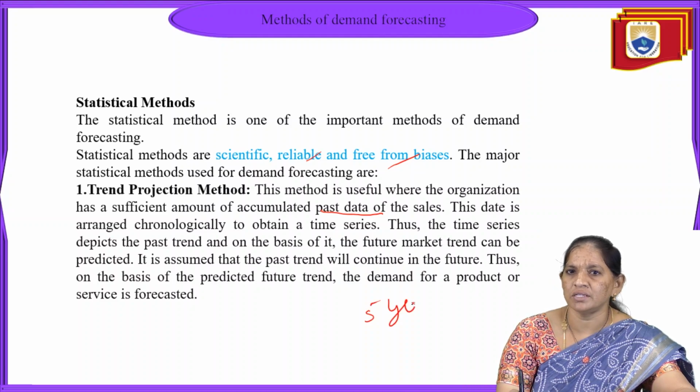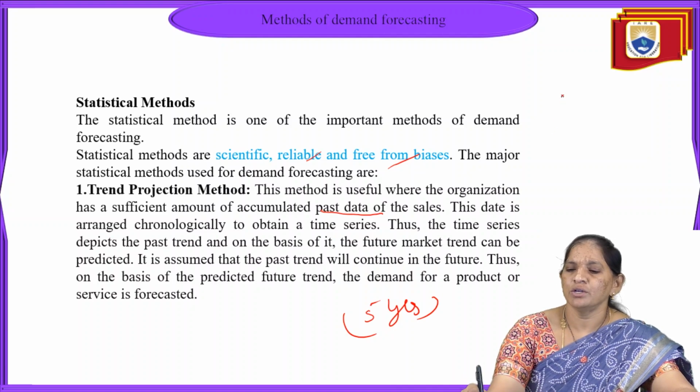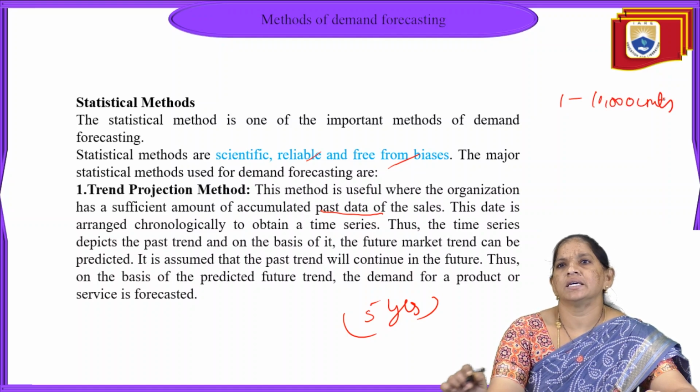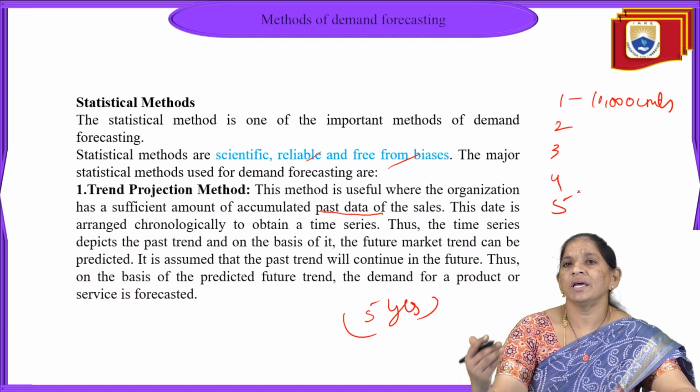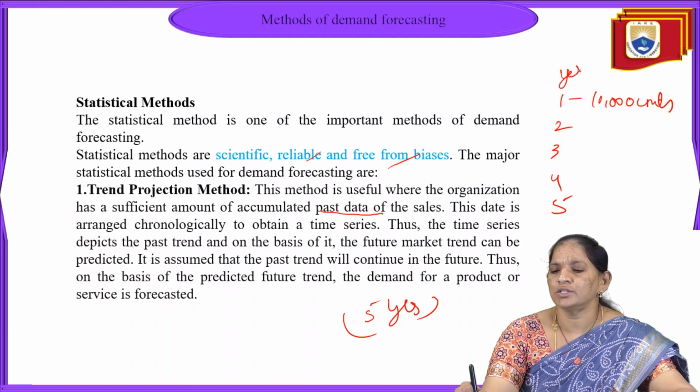So five years of data was available. Then I used to identify the first year: what is the sales? Maybe 10,000 units of sales. Maybe second year, third year, fourth year, fifth year. So like this, a series of years we used to consider.